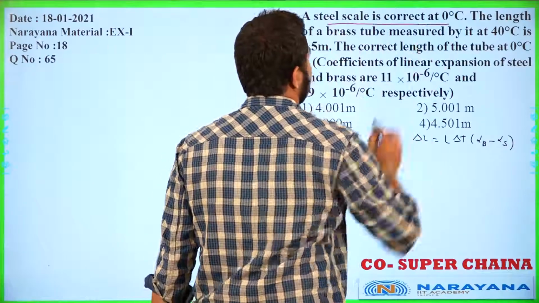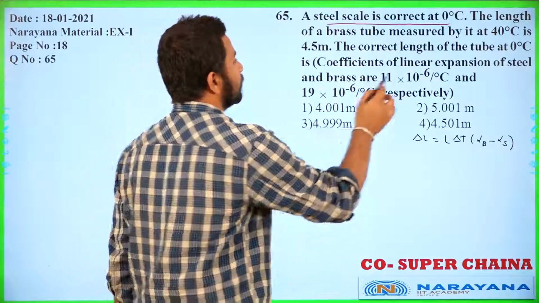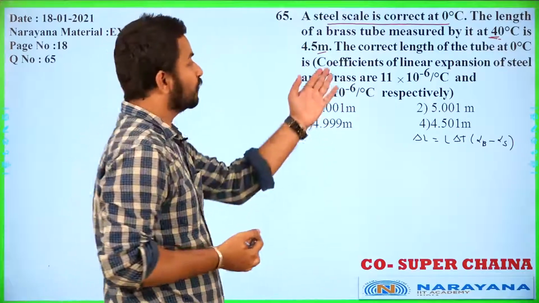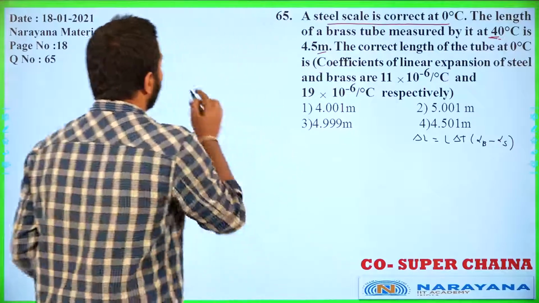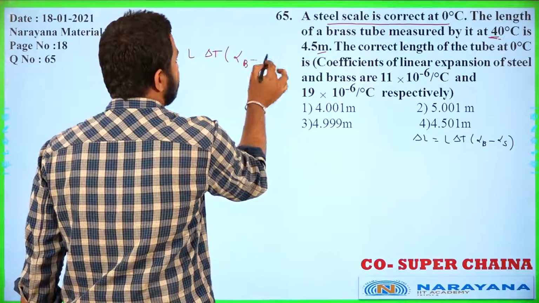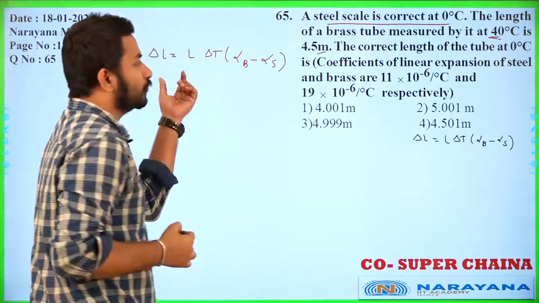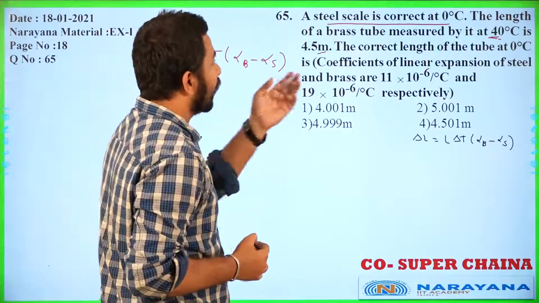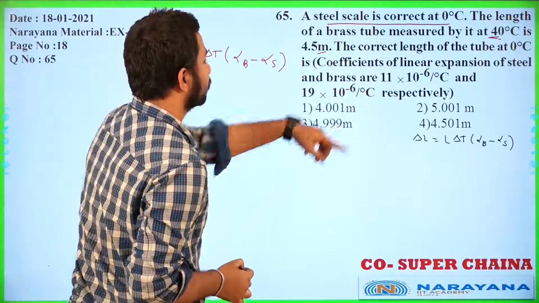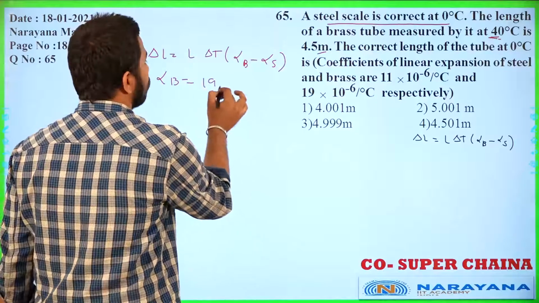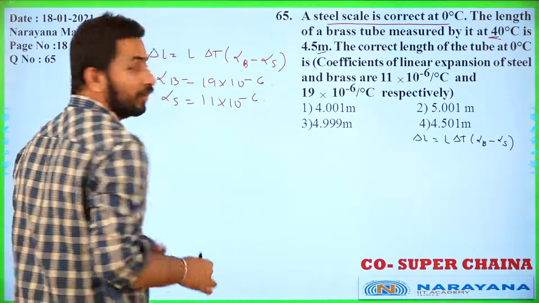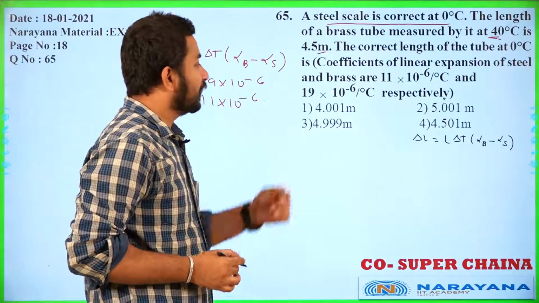A steel scale is correct at 0 degree. The length of the brass tube measured by it at 40 degree is 4.5. The correct length of the tube we have to calculate, student. So if you know delta L, we can write it as L delta T alpha brass minus alpha steel. This is what we use for the correct reading. Now here, alpha brass is given as 19 into 10 to the power minus 6 and alpha steel is given as 11 into 10 to the power minus 6, student, right? The correct length we have to calculate here.